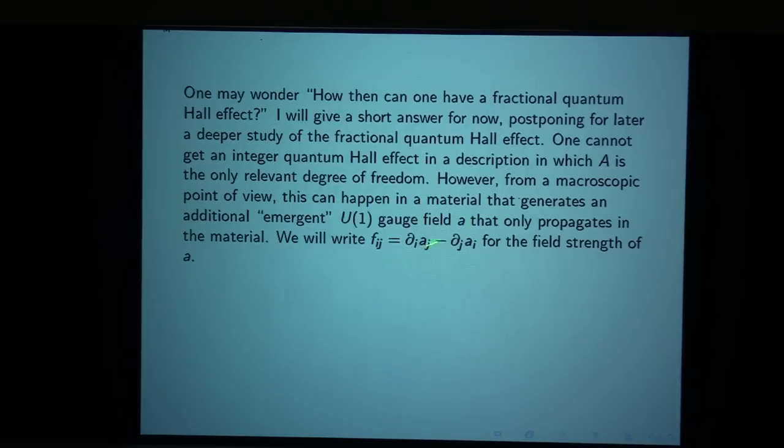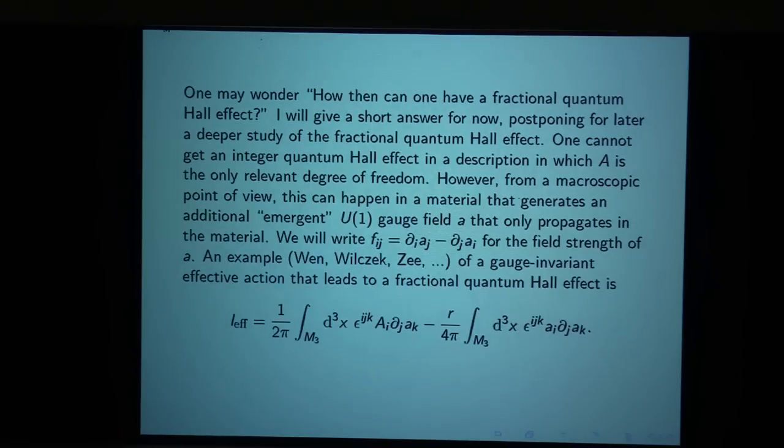So this little a has a field strength which is defined in the usual way, and I'll call it little f. You're supposed to think of little a and little f as analogs of big A and big F, except big A and big F exist everywhere, and they're as close as we know to something really fundamental in nature, but little a and little f only exist inside the material and are somehow generated by many body effect physics.